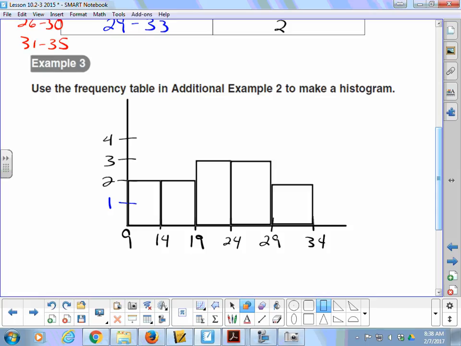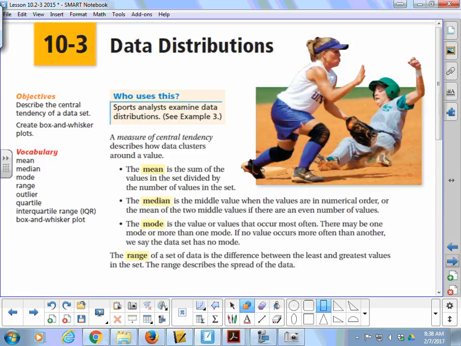All right, let's go on. Mean, median, mode, and range. All right, so these are measures of what's called central tendency. All right, and we're going to touch on them a little bit, and then we'll be good for today, and then we'll work on box and whisker plots tomorrow.